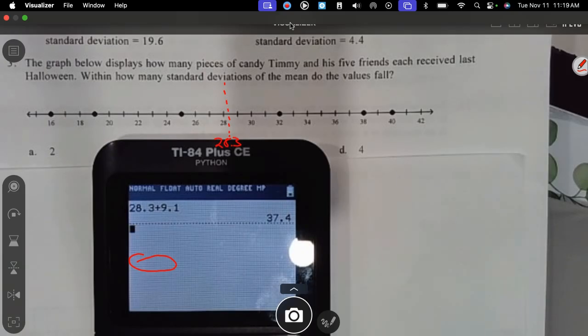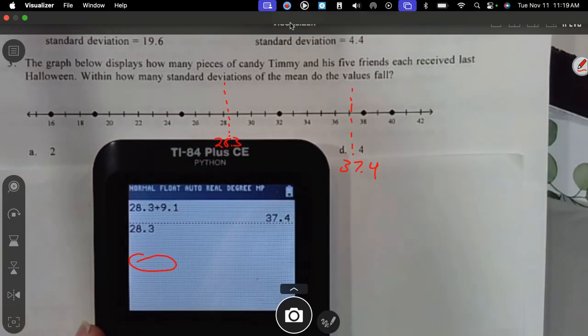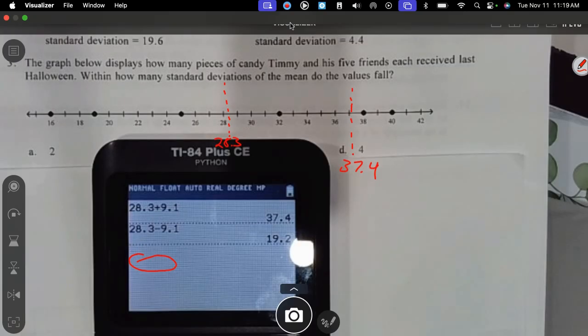Yep. So, y'all, my next one is 37.4. That's about right here, isn't it? And then I also need to subtract 9.1. Take your mean, 28.3, 19.3, and subtract 9.1. And I'm at 19.2. Did I make it within one standard deviation, y'all? This is one standard deviation. Do 2. Are all my numbers in there? They're not, so my answer's not 1.